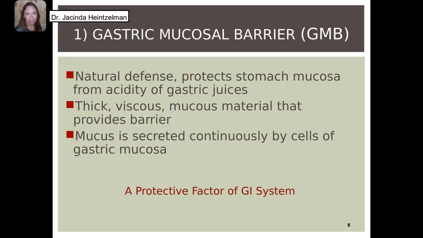So just a reminder, the gastric mucosal barrier is really one of those natural defenders to help protect the stomach mucosa from the acidity of all those lovely gastric juices that are flowing in the stomach. It's going to give a thick, viscous mucus material that's going to provide a barrier within the stomach. And the mucus is going to be continuously secreted within the cells of the gastric mucosa. Remember, it's just a protective factor.